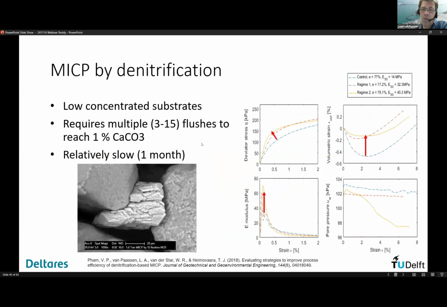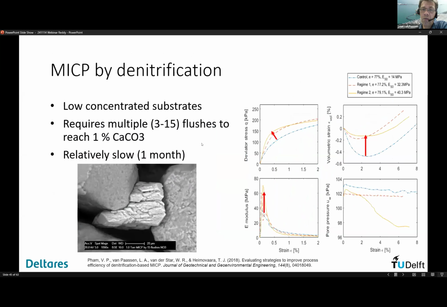But well, we had to use relatively low concentrations in denitrification. Why? Because if you use too high concentrations, some of the nitrate may not be converted because the denitrifying bacteria do not like too high nitrate concentrations. So we had to keep the concentrations low, which meant that we had to apply many different flushes, up to 3 to 15 flushes, to reach about 1% calcium carbonate. If you compare it with urea hydrolysis, there we could get up to 25% calcium carbonate within 5 flushes. So from that perspective, urea hydrolysis is a bit more efficient in time and number of flushes.